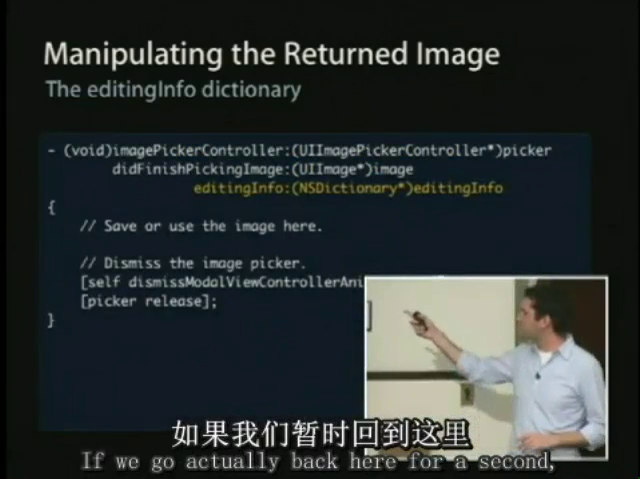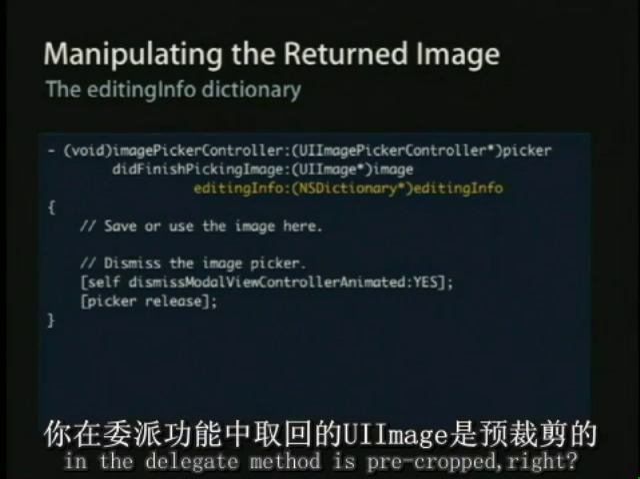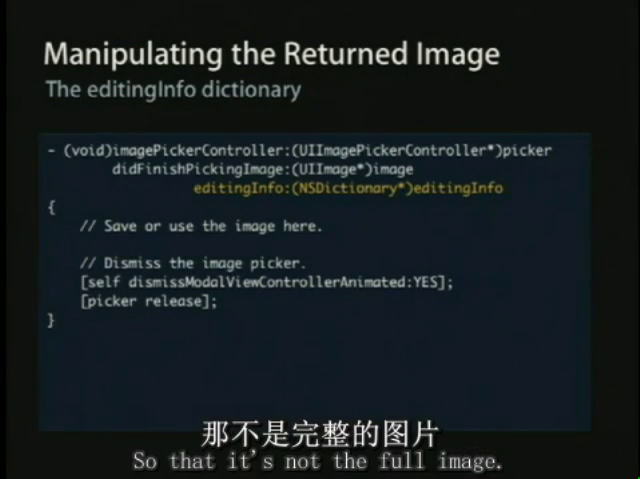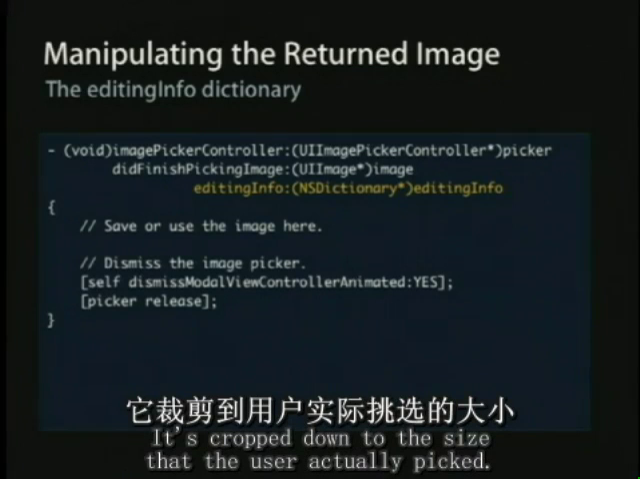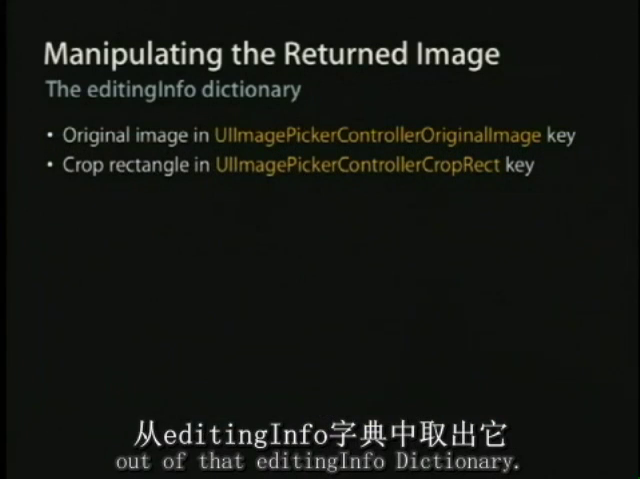If we go back here for a second, the did finish picking image part, the UI image that you get back in the delegate method, is cropped, right? So it's not the full image. It's cropped down to the size that the user actually picked. So if you need the full image, you actually have to get it out of that editing info dictionary.